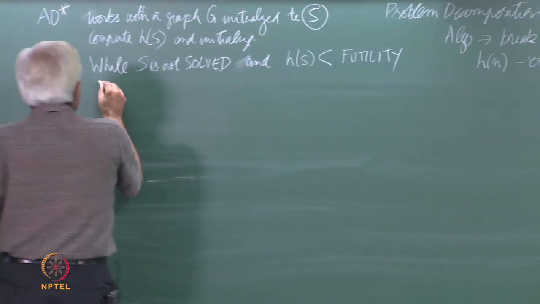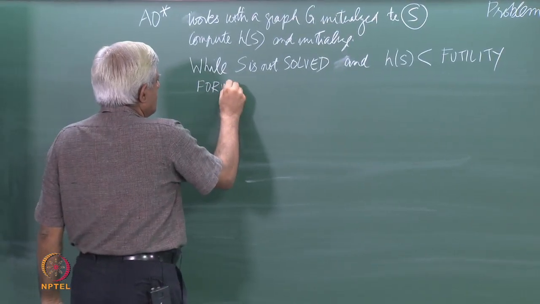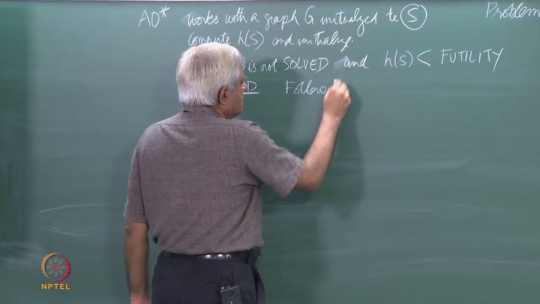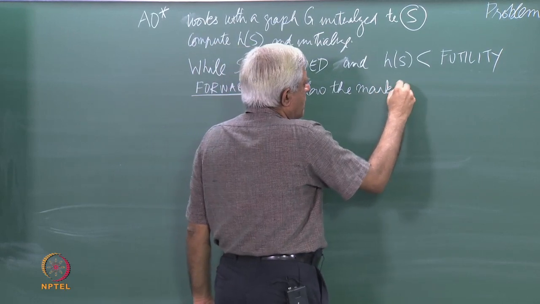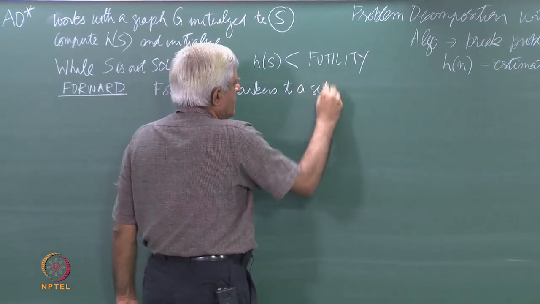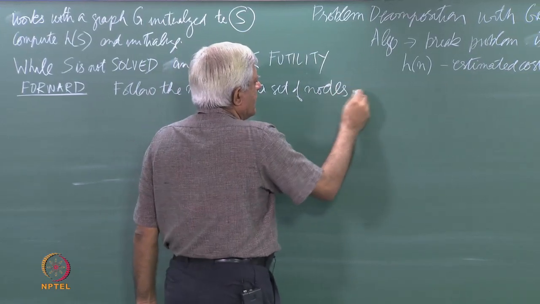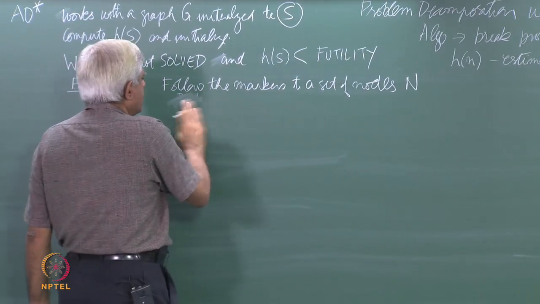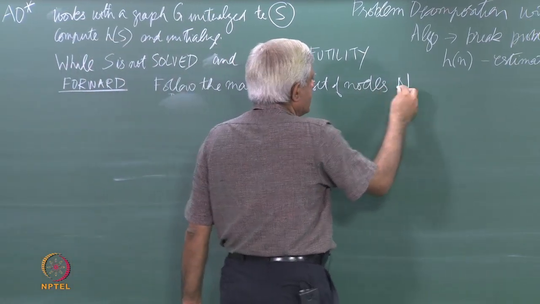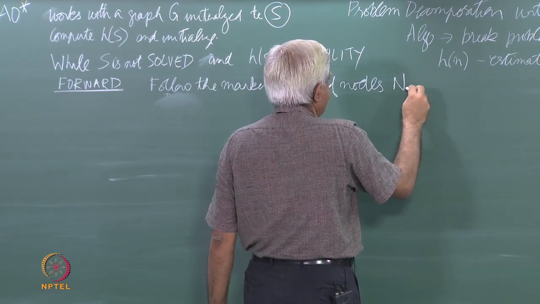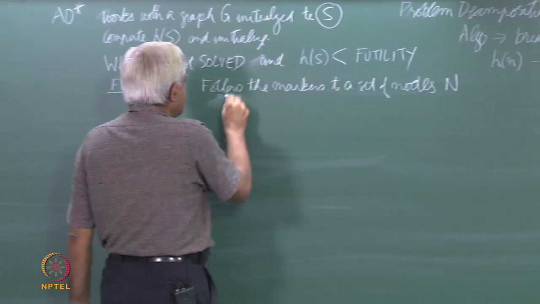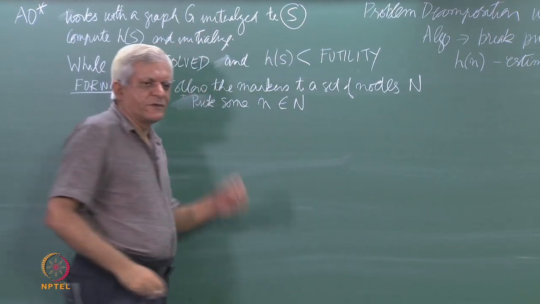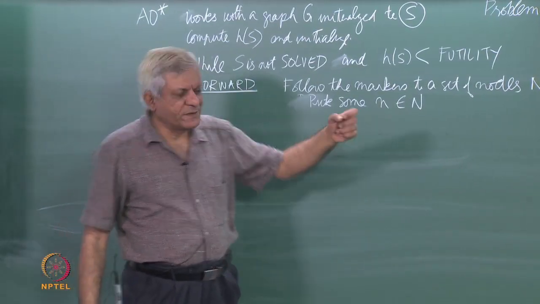So, the forward phase is as follows: follow the markers to a set of nodes, let us call them N, and then pick some n belonging to N. So, we have picked the node. So, in this example I have to pick either D or E.